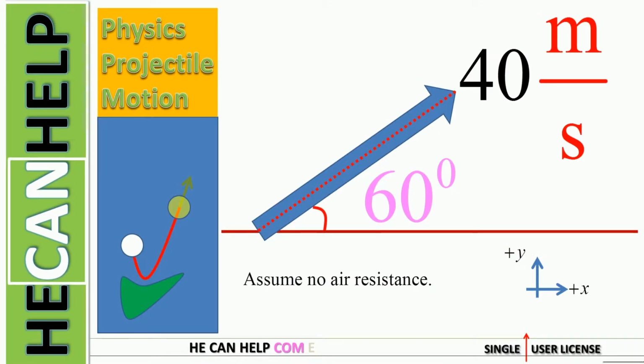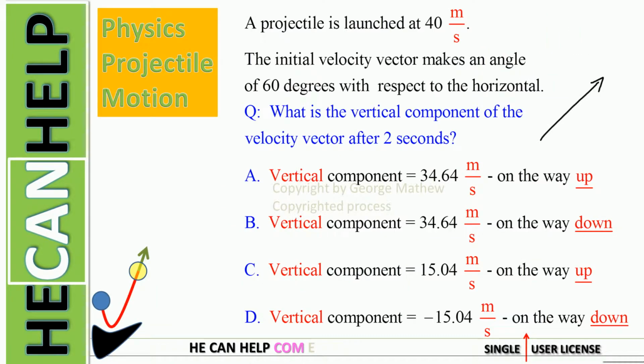Again, we have a velocity vector of 40 meters per second at an angle of 60 degrees with respect to the horizontal. Assume no air resistance. Positive x is defined as to the right, positive y is vertically up. So a projectile is launched at 60 degrees with respect to the horizontal. The initial velocity vector makes an angle of 60 degrees with respect to the horizontal. What is the vertical component of the velocity vector after 2 seconds? Is it A, B, C, or D?